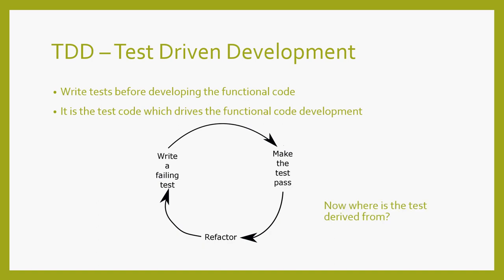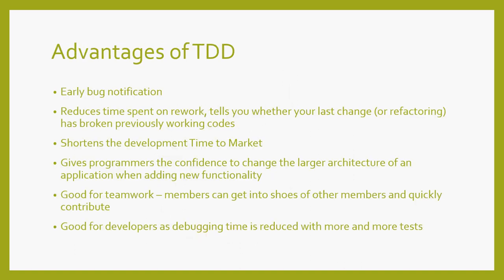So where are these tests derived from? That's the main thing. You are not really just thinking of what you need to code and then writing tests. The tests have to be derived from the business application requirements. So look at the business application requirements and come up with the minimal test, one test focusing on one functional aspect which you want to achieve, see it fail, and then write sufficient code, just enough code, to pass the test. That's the gist of it.